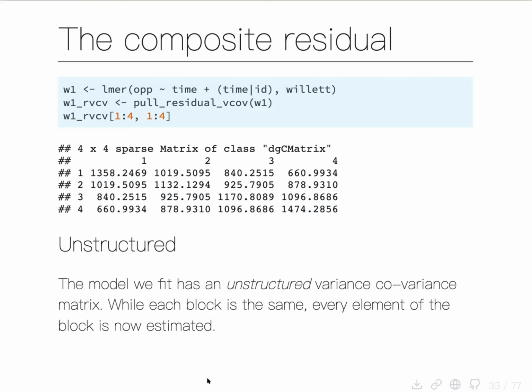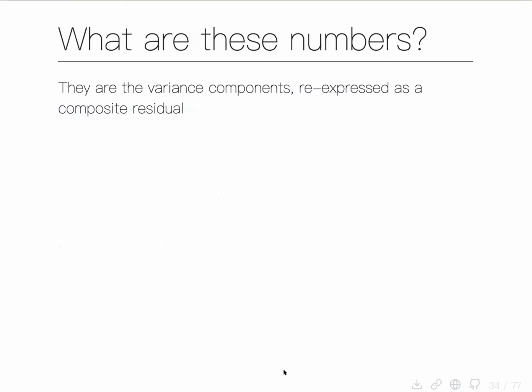There is some disagreement about the way that you would communicate this model. In Singer and Willett, I think they call this model the standard multilevel model, to distinguish it from the fully unstructured variance covariance matrix. But at least in the circles I run in, people would generally refer to this as an unstructured variance covariance matrix. So while each block is still going to be the same for each participant, we have different variances at each time point, and we have different covariances.